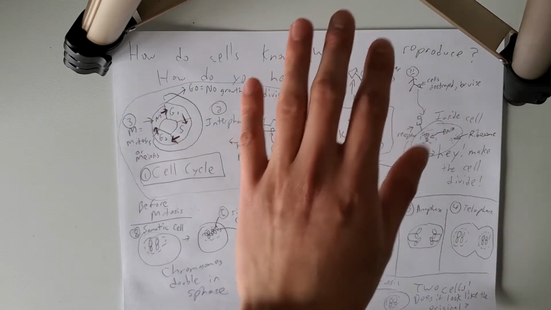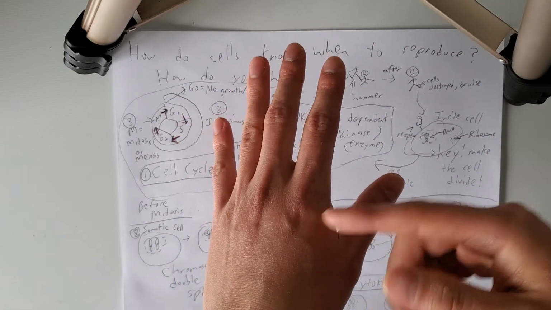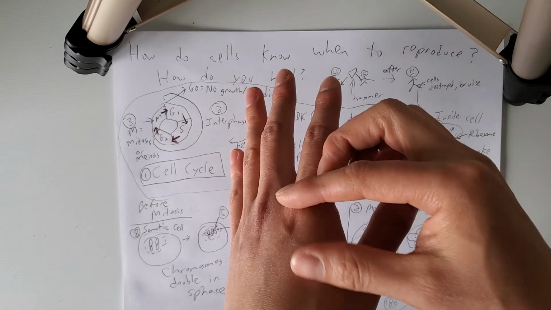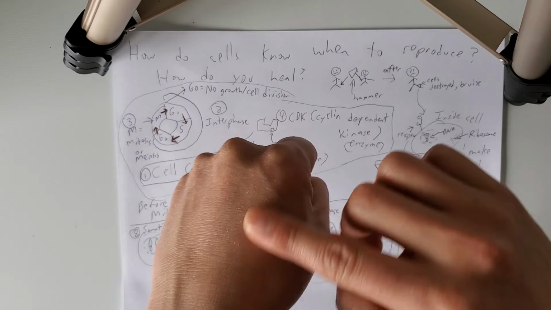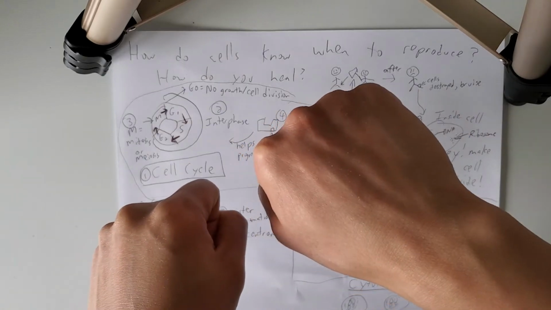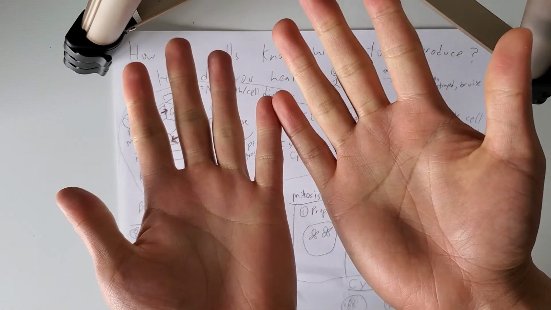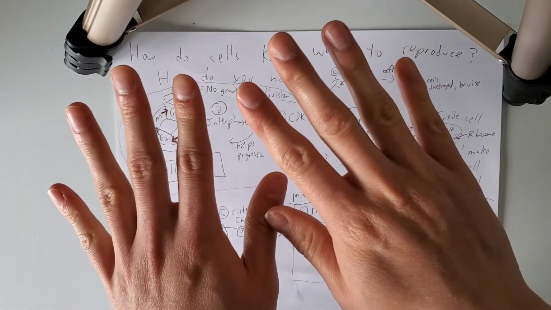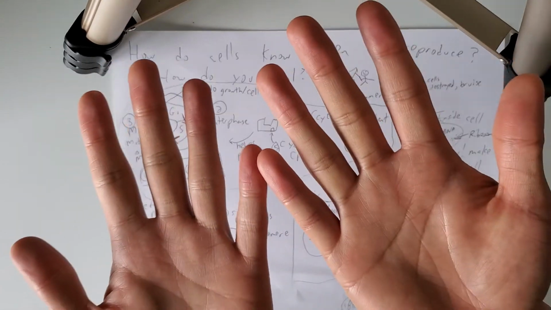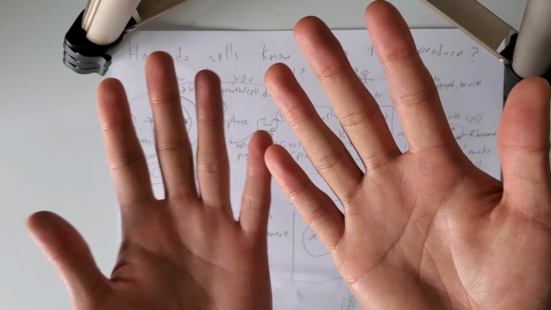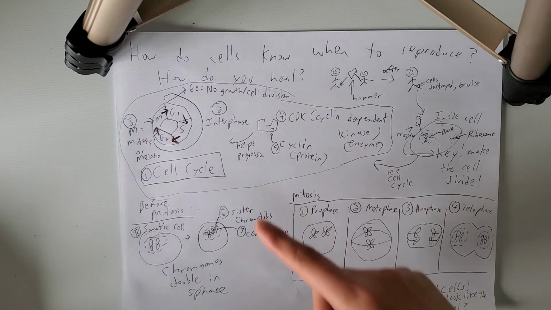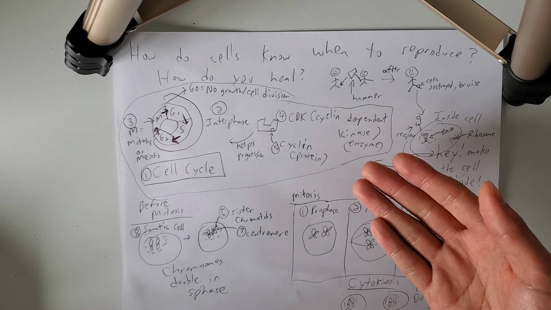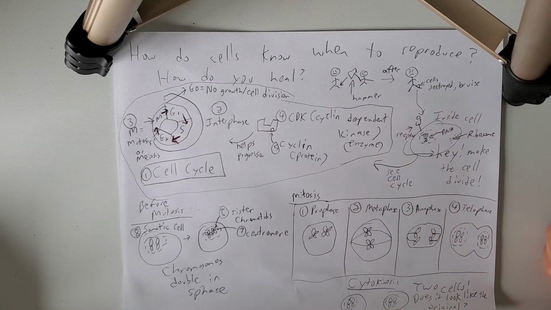Here's another example. You get a paper cut, and then you're bleeding, but your skin doesn't stay open forever. Your skin eventually heals up so that it looks like there's no cut. I had many paper cuts before, but do you see any paper cuts now? No, because it healed. So how does your body know to do cell division? How does it know to make more cells?